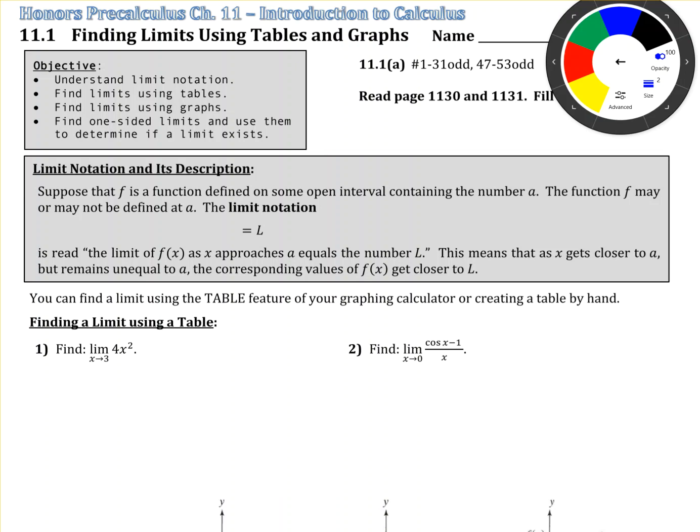Chapter 11 is all about an introduction to calculus. So if there's a chapter that will help you next year in calculus, this is definitely it, because we're going to cover, basically, calculus covers three main topics. There are limits, there are derivatives, and there are antiderivatives or integrals. And then there are applications of those things that you spend a lot of time on.